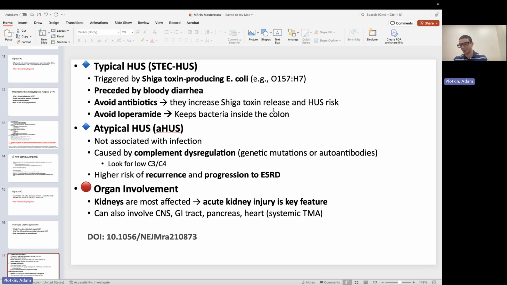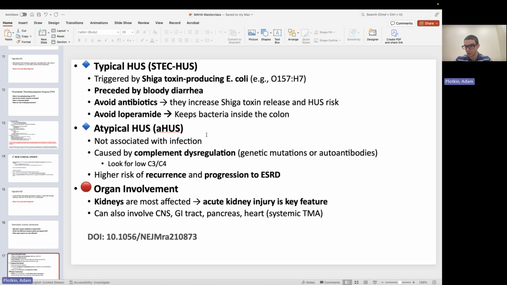You have a patient who went to a barbecue, had some diarrhea, and now was prescribed an antibiotic. Now it's bloody, and they present with anemia, thrombocytopenia, and an AKI. Classic HUS, right? We also avoid loperamide, right? That's going to slow down transit in the gut. It's like an opioid that acts in the gut, and what opioids do is cause constipation, right? So it's a great drug for diarrhea, just not in this case, because it's going to keep the bacteria inside the colon and allow more of this Shiga-like toxin to be released.